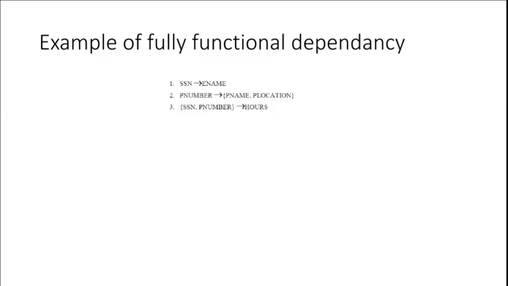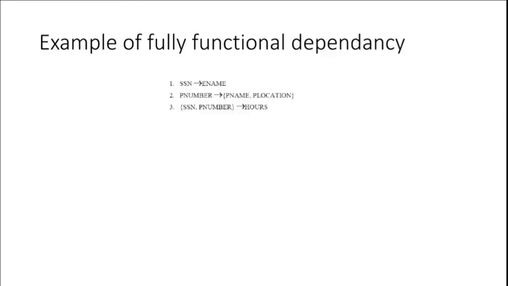Fully functional dependency means you can't remove any of the attributes either in X or in Y. You can't remove SSN, and you can't remove E name also. If you remove E name, you can't identify SSN. Again, in the second example, you can see here, P number is X, P name and project location is Y. Here P name and P location are functionally dependent on project number, right?